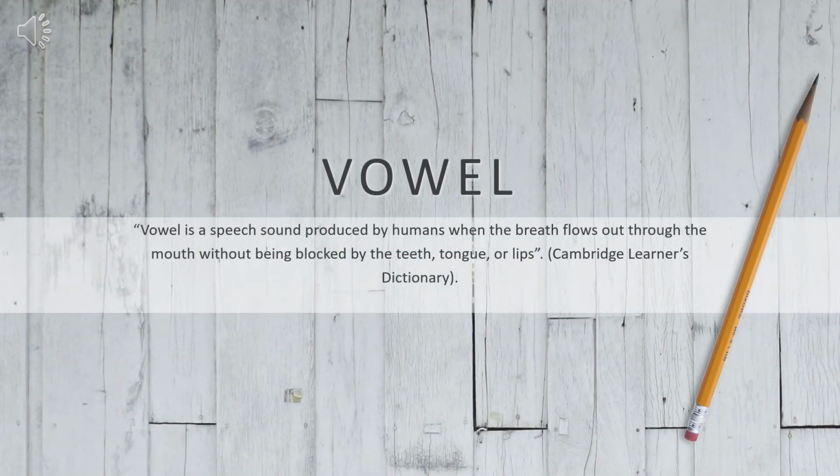Vowel. According to the Cambridge Learner's Dictionary, a vowel is a speech sound produced by humans when the breath flows out through the mouth without being blocked by the teeth, tongue, or lips. There are 5 English vowels: A, E, I, O, and U. Sometimes Y can also function as a vowel, but it is not considered a vowel in and of itself.